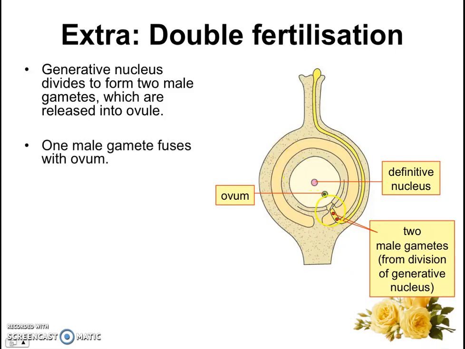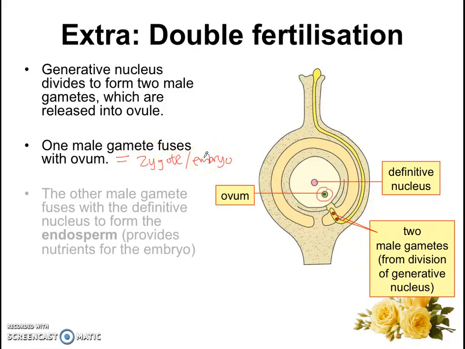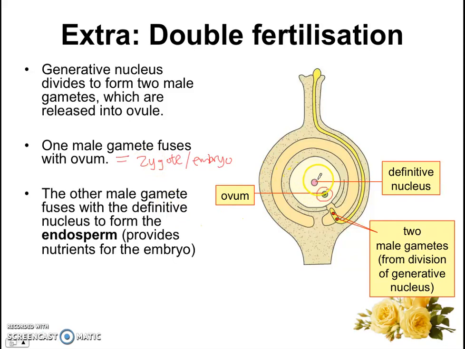One of the male gametes will fuse with the ovum, and this will form the zygote, which will develop into the embryo, the young plant. So this is the one that's going to become the new plant. Now the other male gamete will fuse with a different nucleus called the definitive nucleus. This definitive nucleus is also found in the ovule, so the ovule has several nuclei as well. The other male gamete fuses with the definitive nucleus to form what is called the endosperm. Now the endosperm is the part of the seed that will provide nutrients for the embryo.